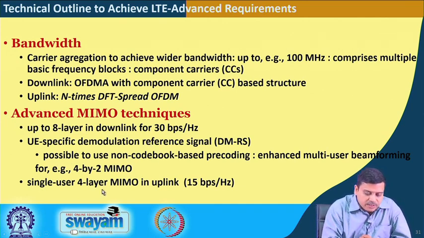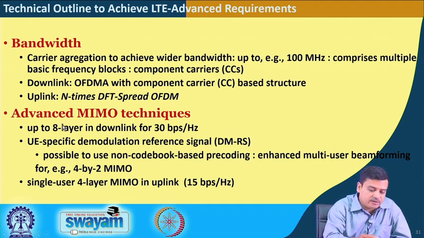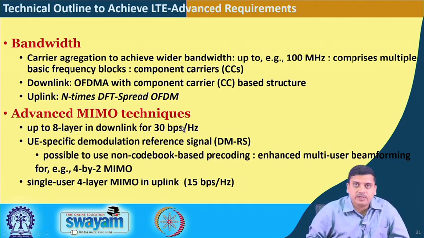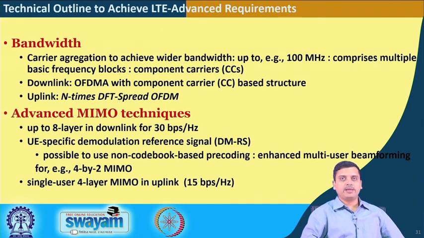In the single user, 4 layer MIMO in the uplink is feasible. So, in the downlink it is 8 layer, in the uplink it is 4 layer, allowing it to achieve 15 bits per second per hertz. As an increase of factor of 2 happens from 4 to 8, you can see that the same increase is applicable from the uplink to the downlink. So, these are some of the specifications or technical parameters by which LTE-Advanced is able to meet the IMT requirements.